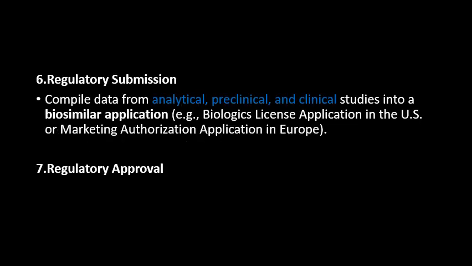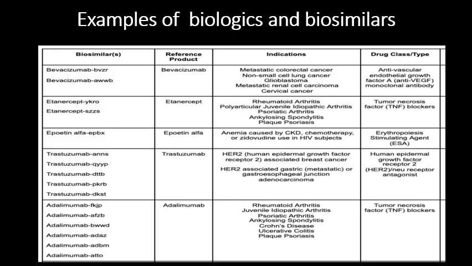So once you have the data of your analytical, preclinical, and clinical studies, you will submit it to the regulatory authorities, and they will grant you permission. That is how you develop it. And once developed, we now have these examples of biologics and biosimilars that are in clinical practice as of today. Of course, there are many others, but these are a few. I felt these are important for us to know.